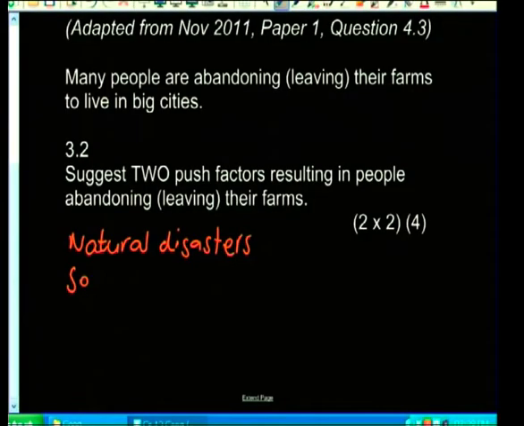Service delivery in our urban areas, things like schooling, medical services, those are all very, very bad in the rural areas, and therefore it would be something that would encourage people to move from the rural towards the urban areas.